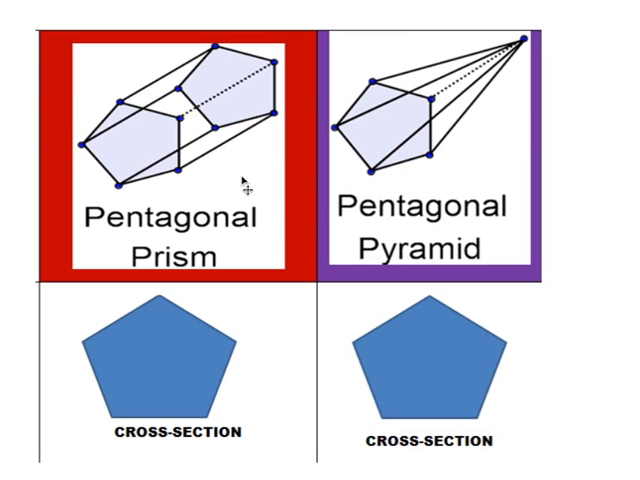We have a pentagonal prism. We also have a pentagonal pyramid. A pentagonal prism has a pentagon as its cross-section. In the same manner, a pentagonal pyramid also has a pentagon as its cross-section. Let's move on to another 3D shape.